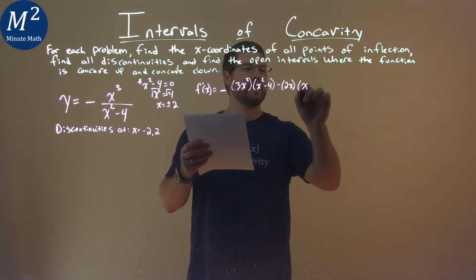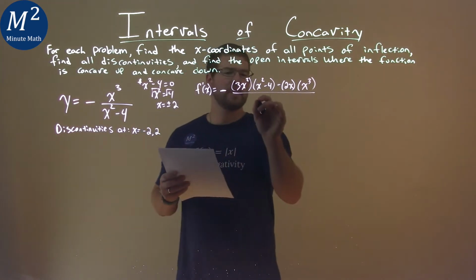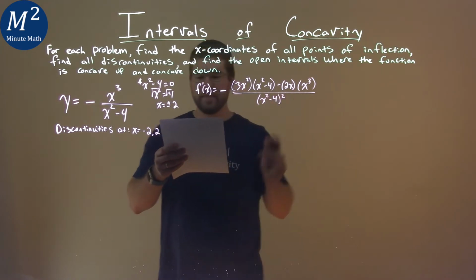The numerator itself is x to the third power. Almost messed this whole thing up. Pay attention to my notes carefully here. Denominator squared, x squared minus 4, squared.